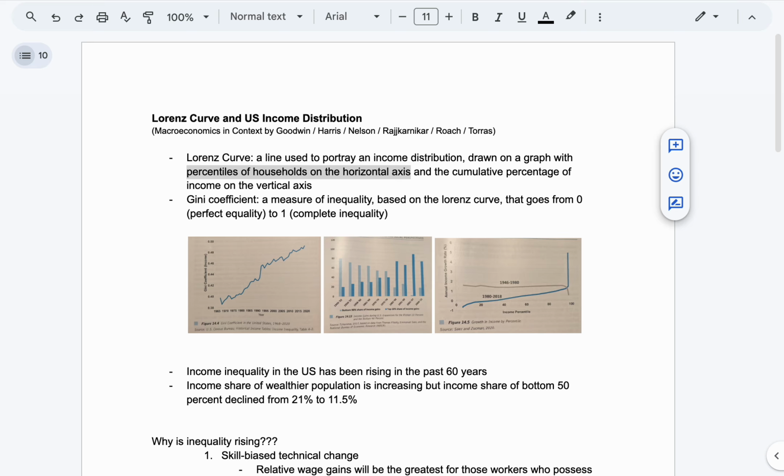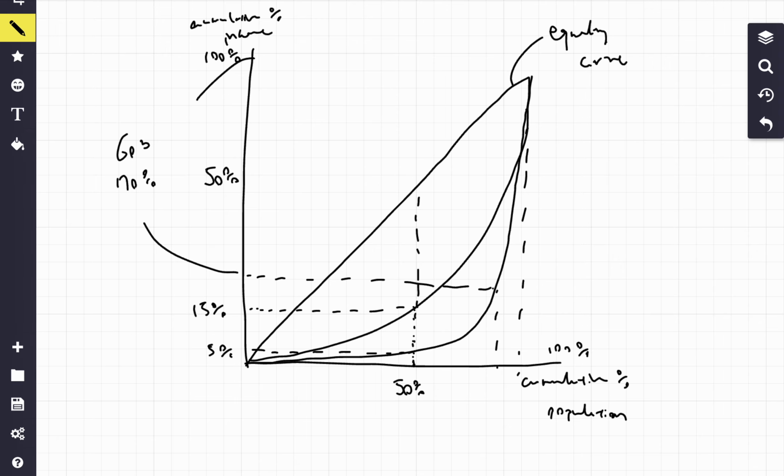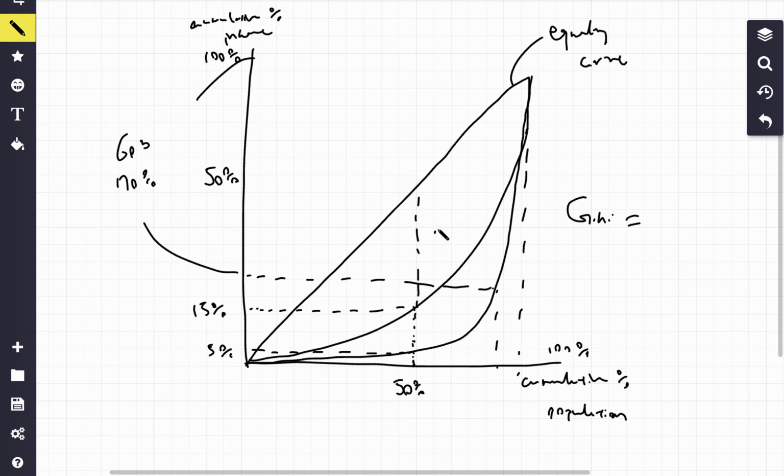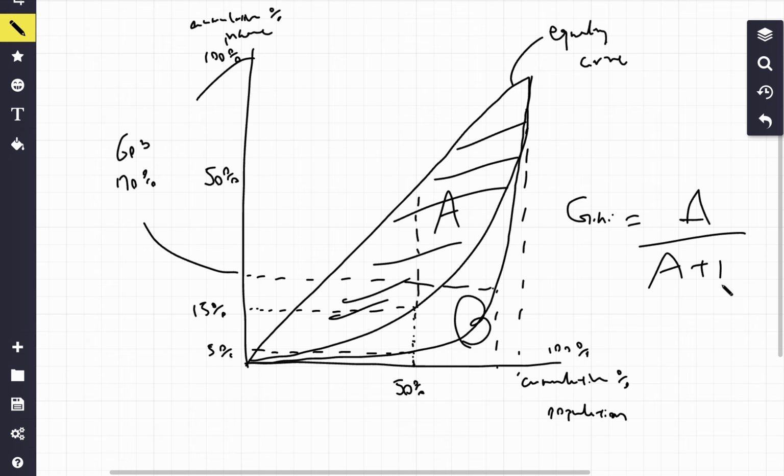So this is the Lorenz curve, and we also have the Gini coefficient, which is a very important concept related to the Lorenz curve. It's a measure of inequality based on the Lorenz curve that goes from 0, which is perfect equality, to 1, which is complete inequality. As I explained, if the area between the equality curve and the Lorenz curve is big, that means the income is more unevenly distributed. So the Gini coefficient would be area A, which would be here, and we would have area B, so A divided by A plus B. That's the Gini coefficient. So if the area between the equality curve and the Lorenz curve is big, the Gini coefficient would be big.